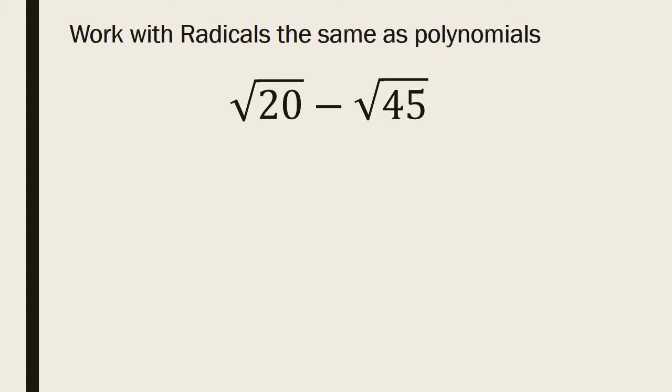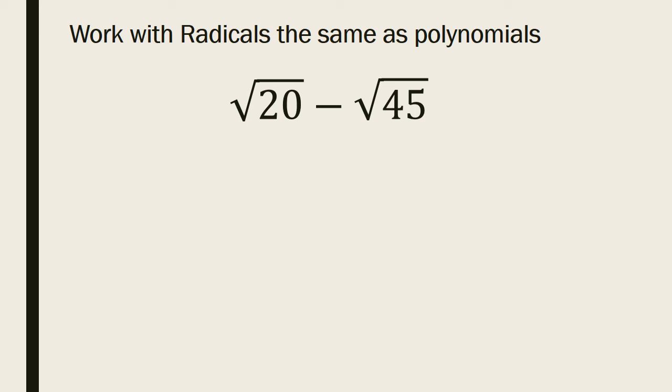Now let's look at this expression. We have radical 20 minus radical 45. If we look at these two radicals, we see that they are not the same. Radical 20 is different than radical 45, but both can be simplified even more. Both radicals can be simplified into a simpler radical.